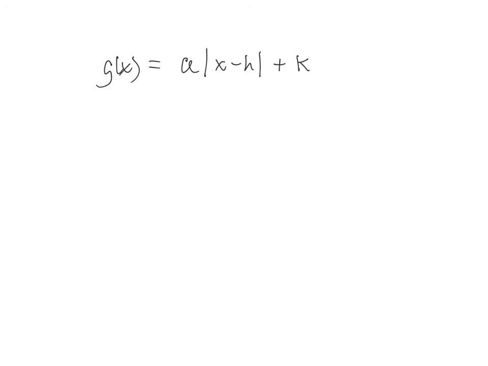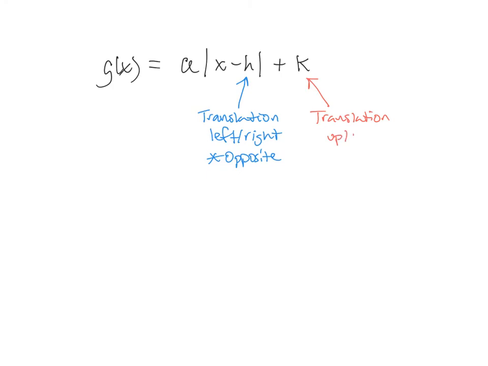Okay, so remember that this number right here is going to be a translation left or right, but opposite. So a positive would go to the left and a negative would go to the right. Okay. This, a number that's adding or subtracting on the outside, is a translation up or down. Positive goes up, negative goes down.